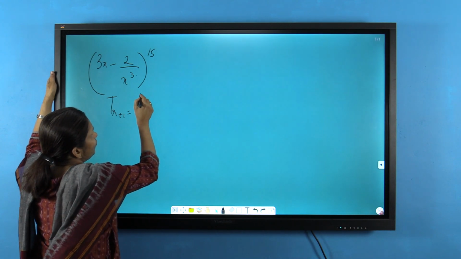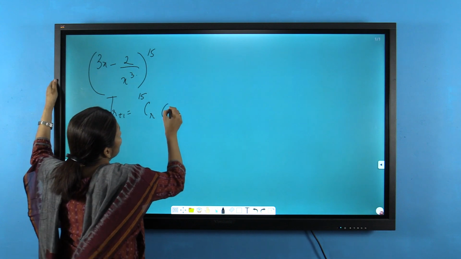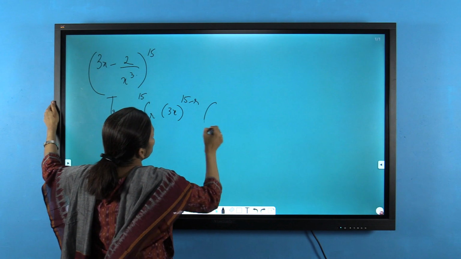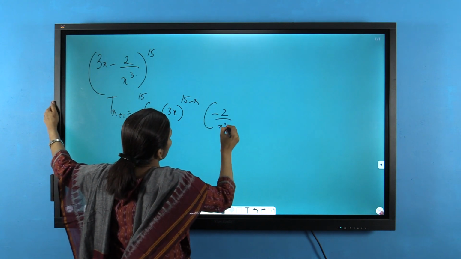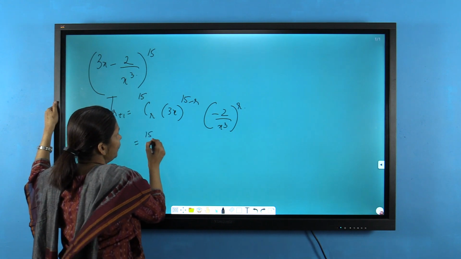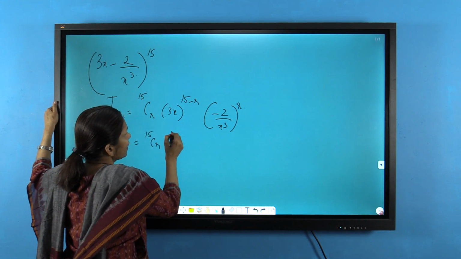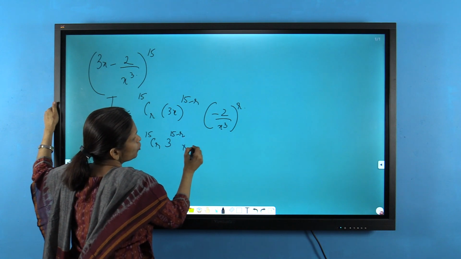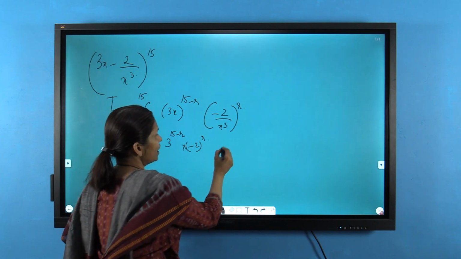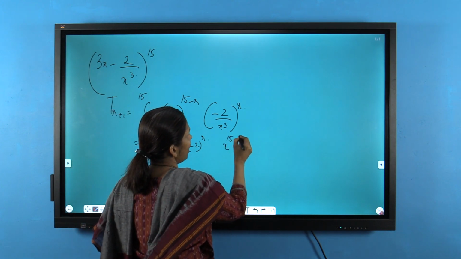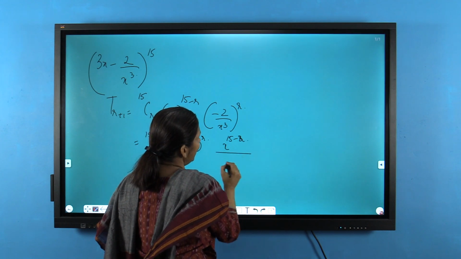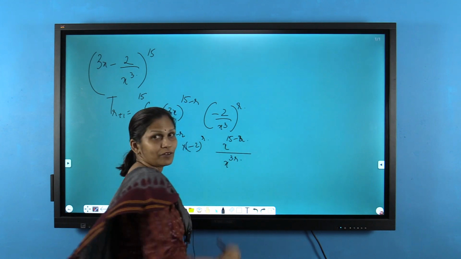It is 15cr (3x) raised to 15 minus r into (minus 2 by x cubed) the whole raised to r. Separate the terms. It is 15cr 3 raised to 15 minus r into minus 2 raised to r. They are the terms without x. In x, what is it? x raised to 15 minus r divided by x raised to 3r.